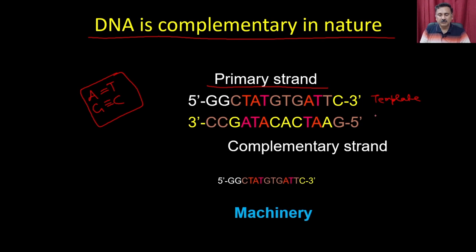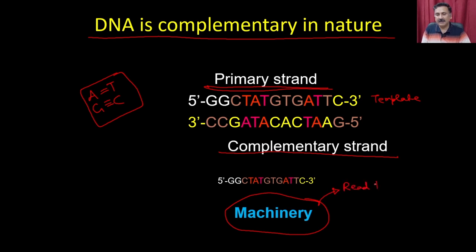So what we are supposed to do is, you have the primary strand available, and you have to generate the complementary strand. This means you are looking for a machinery which is able to perform this task. This machinery is going to read the template strand, and then bring the nucleotides to synthesize the complementary strand. Okay, so this is what you are supposed to do, right?